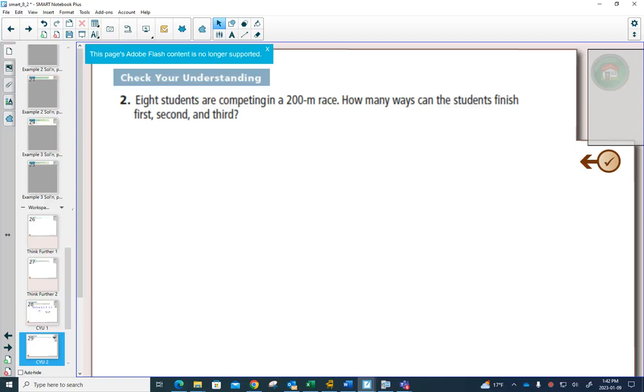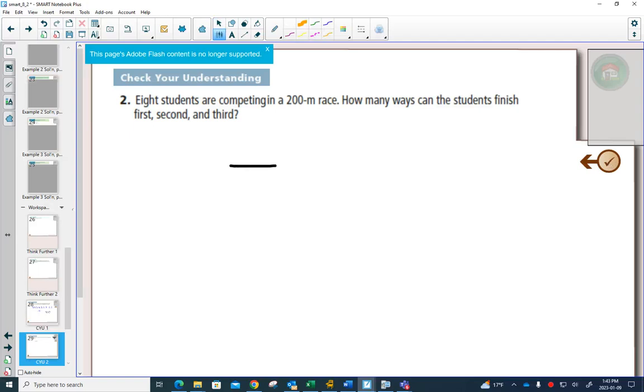Question: 8 students are competing in a 200-meter race. How many ways can the students finish first, second, and third? You're not worried about the rest. They don't get a ribbon or a medal, just first, second, and third. So how many different ways could you give out first, second, and third?